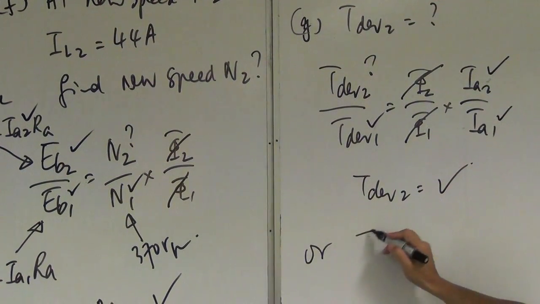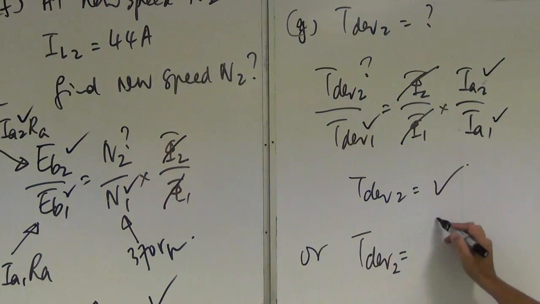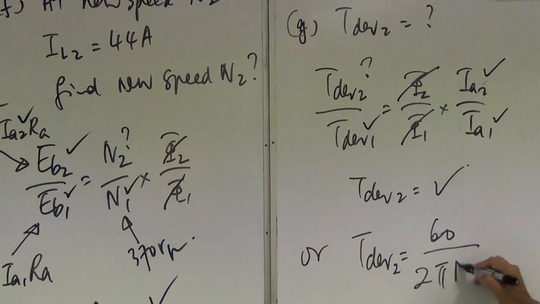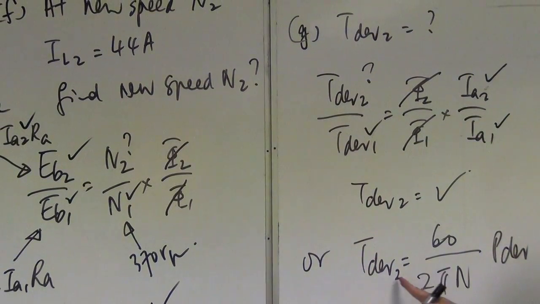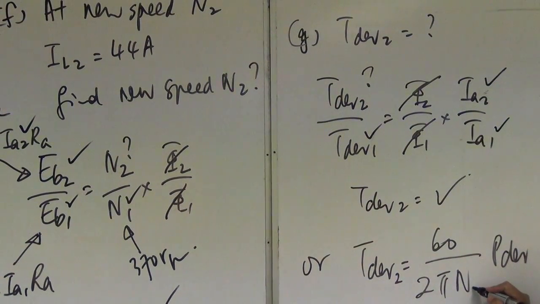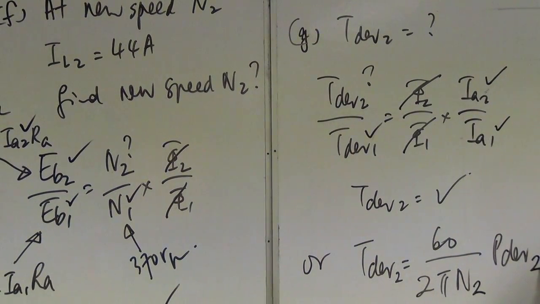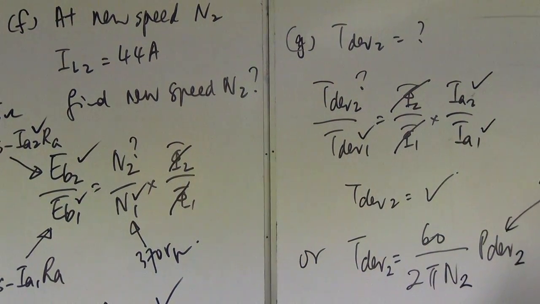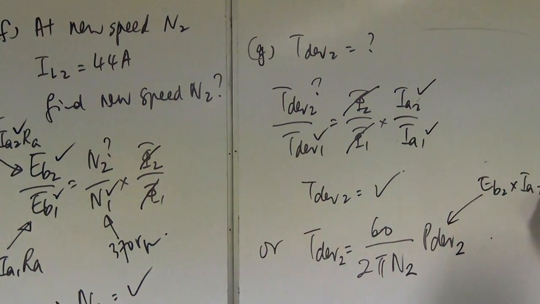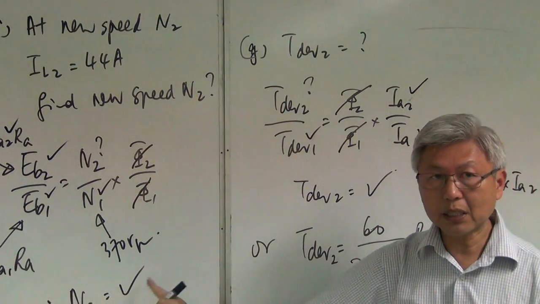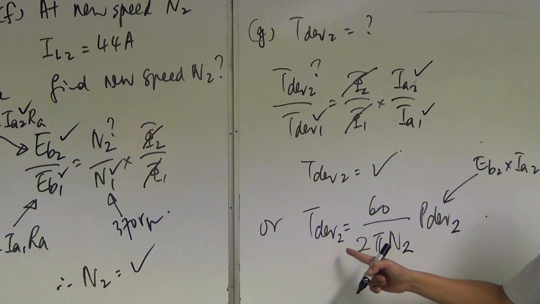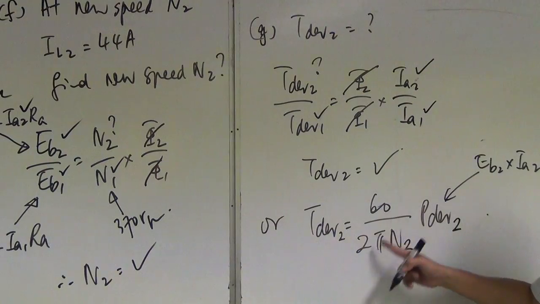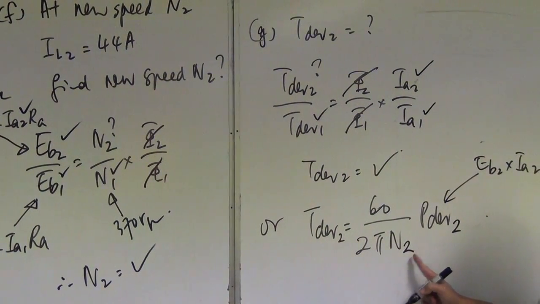Or some of you say, I prefer to calculate the new torque using this formula. If you want to use this, be careful. You are finding torque 2. The speed must be speed 2. Power developed must be power developed 2. So you must go and recalculate this EB2 times IA2. Speed 2, you must use the speed that you just calculated. A lot of students in the common test will say torque 2 equal to 60 over 2 pi N1, which is wrong. It should be N2.